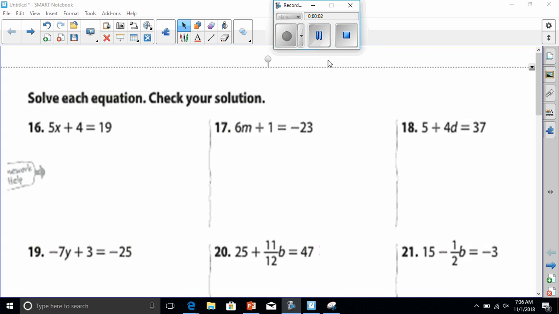All right, good afternoon, everybody. Today we're going to be learning about two-step equations. So let's get started. Number 17.